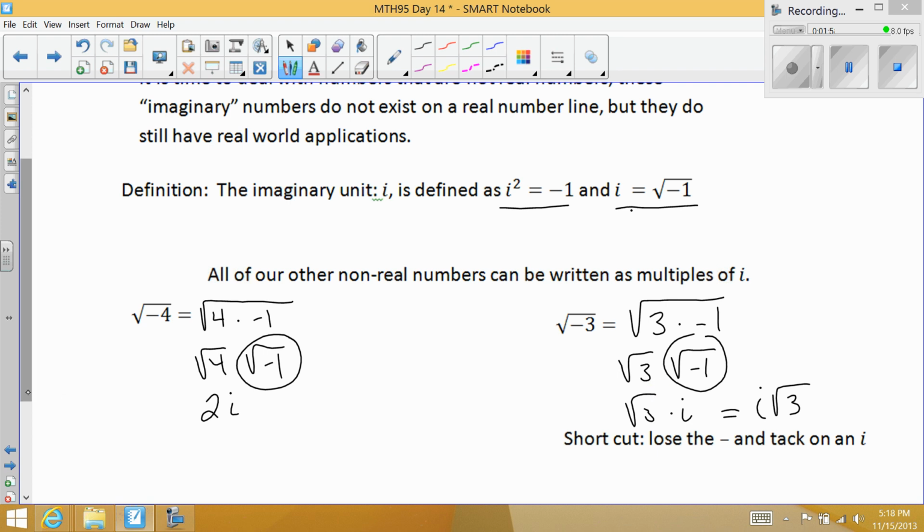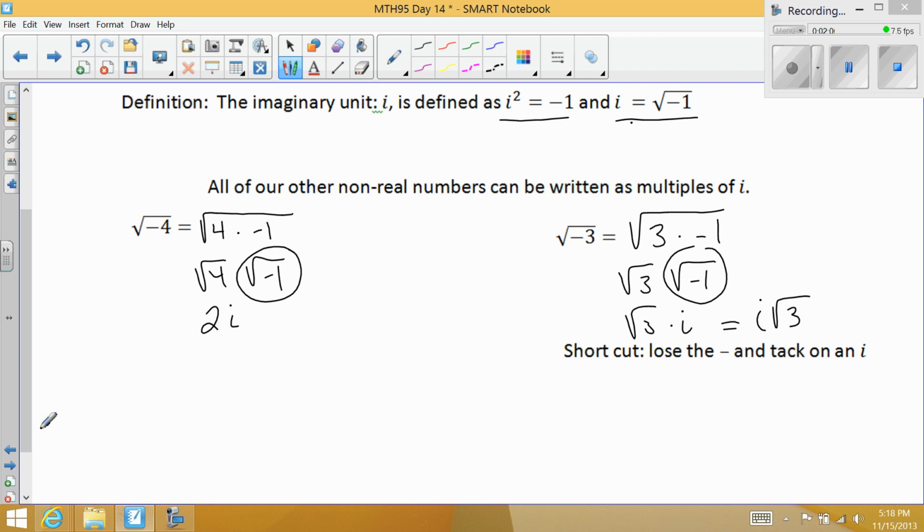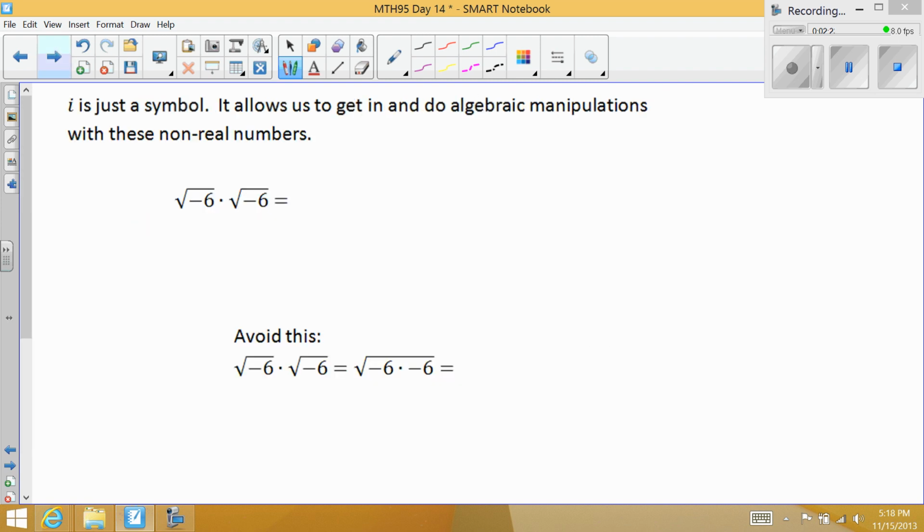A shortcut you can use when you have the square root of a negative number is basically lose the negative and tack on an i. If we have the square root of -8, that's the square root of 8 times i. And then we can clean up the square root of 8, which is 2 times the square root of 2, since it's 4 times 2. Keep in mind, i is just a symbol. It lets us do some algebraic manipulations with those non-real numbers, so we can do some calculations even though they aren't real numbers.